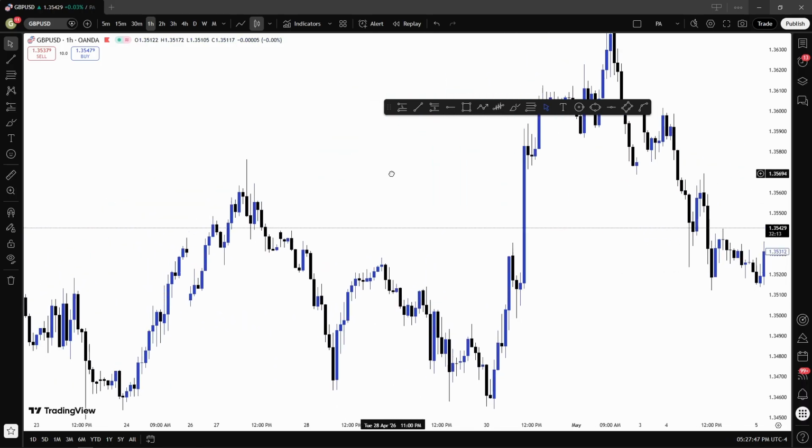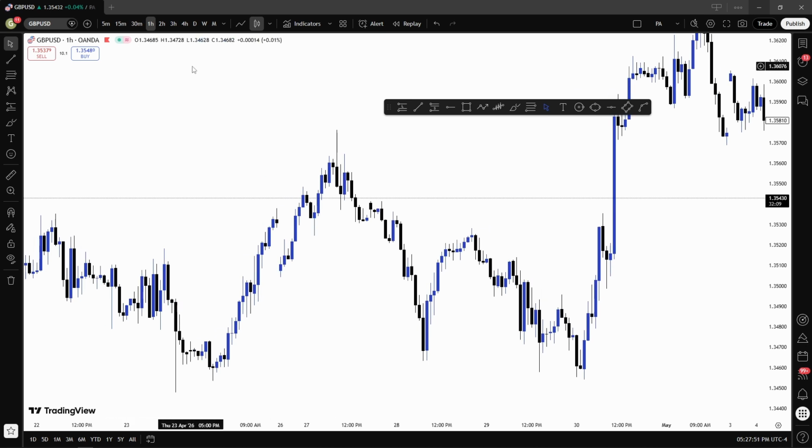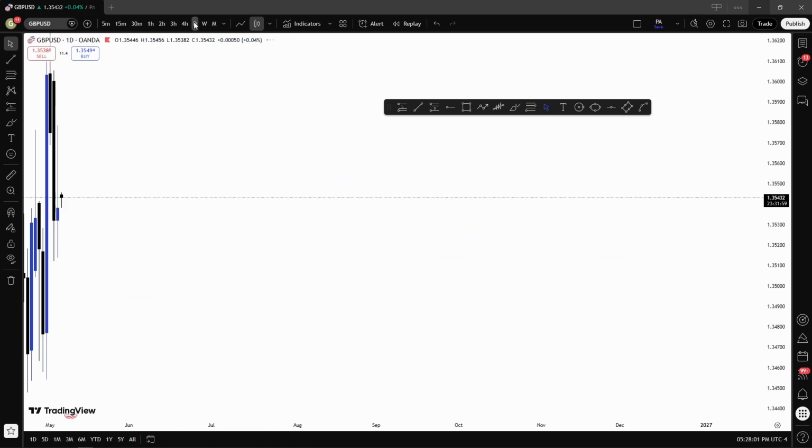Now you can see right here that we are on this market, which is GBP USD, and we are on the 1 hour time frame. Now when it comes to me doing my top-down analysis, I like starting from the higher time frame, which is mostly the daily time frame. So for that, I will jump over to the daily time frame.